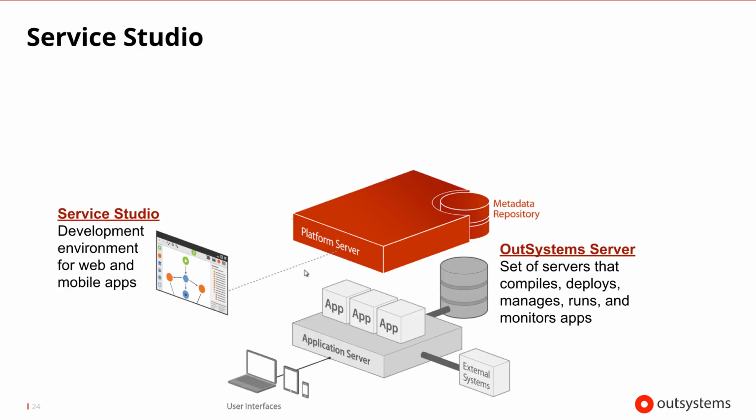Once we connect to the platform server, the applications can be published to the server, and versions of those applications will be stored in the metadata repository. The platform server will then compile and generate those applications and deploy them to standard application servers, so that the application servers can use traditional databases and external systems to go ahead and run those applications.